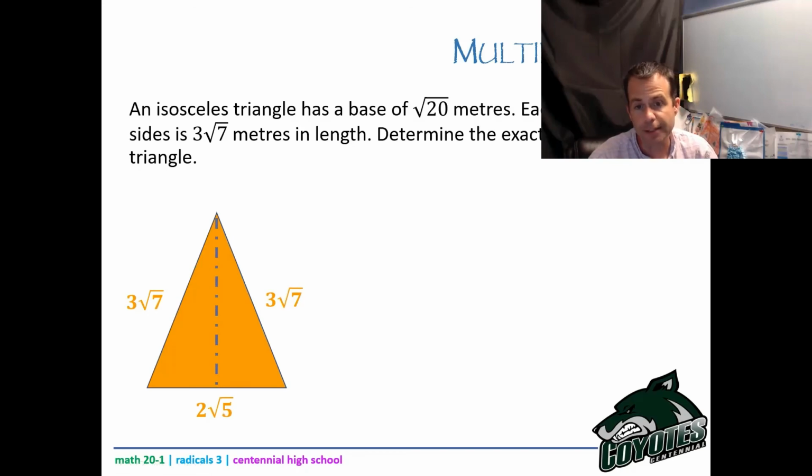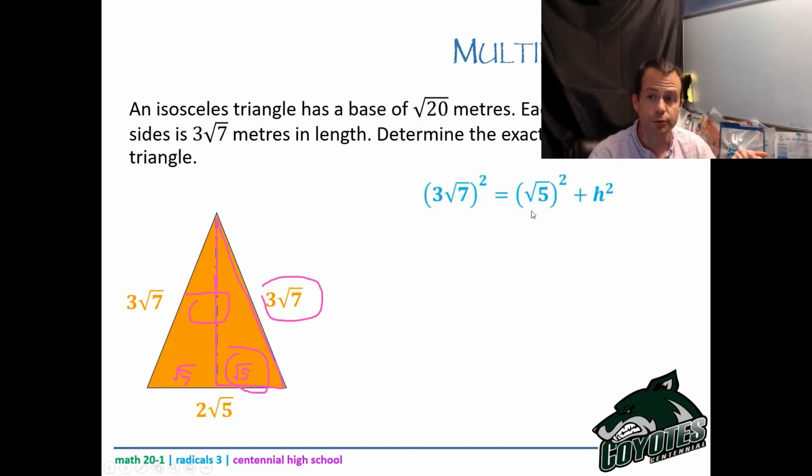Okay. Now, if that's my height, I need to find it using the Pythagorean theorem. So think this through for a second. I've got this cute little right triangle here that I'm drawing in pink, where I know the hypotenuse is 3 root 7. And I know that the base of that triangle is root 5, right? I know that that would be root 5 and that would be root 5. And that's how I get the 2 root 5, okay? All right, so I'm going to say, 3 root 7 squared equals root 5 squared plus the height squared. And I'm going to solve for my height, okay? So 3 root 7 squared equals root 5 squared plus h squared.